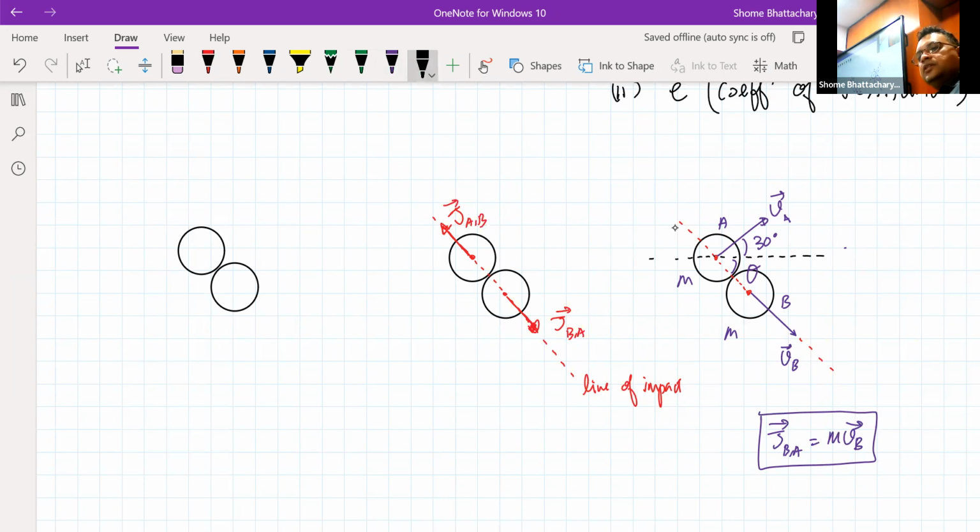Now compare that with the initial diagram. In the initial picture, A was moving along this line with V0, whereas B was at rest.